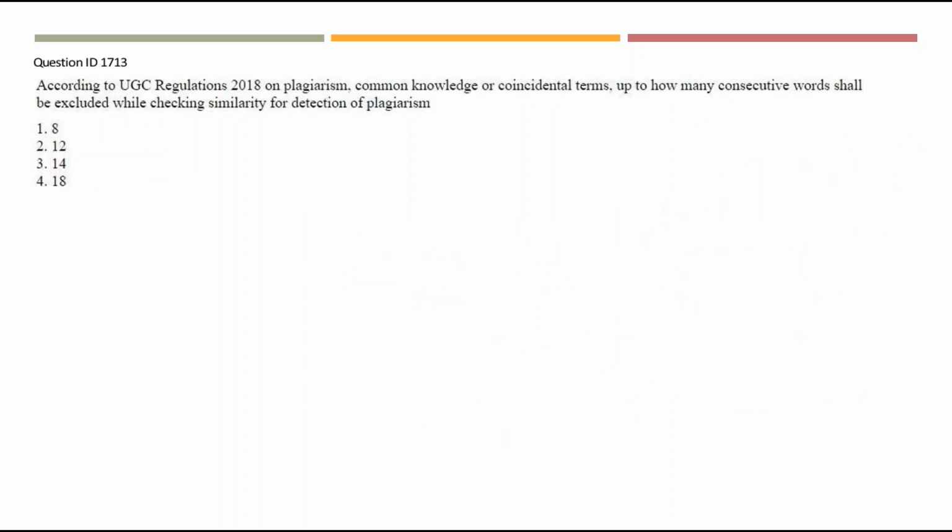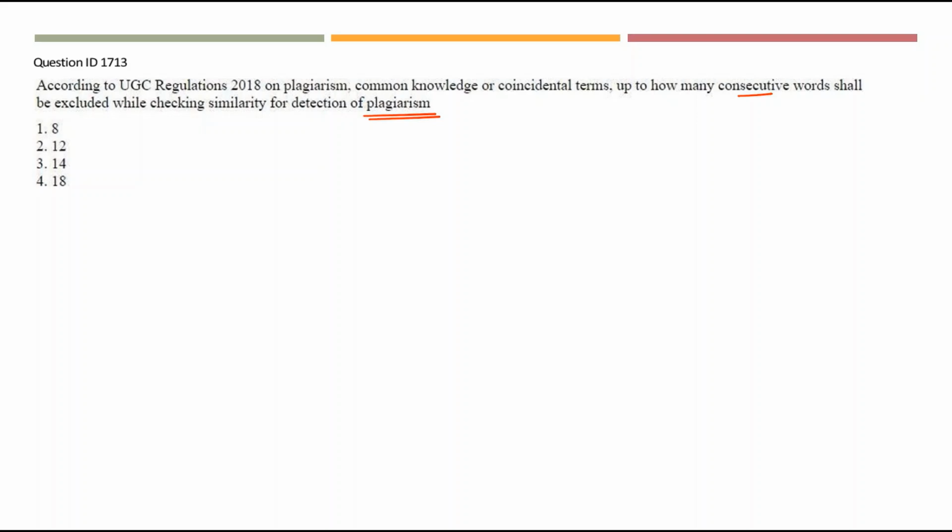Next question. According to UGC regulations 2018 on plagiarism, common knowledge or coincidental terms up to how many consecutive words shall be excluded while checking similarity for detection of plagiarism? What is plagiarism? This is presenting some work or ideas from another source as if it is your own, with or without the consent of the original author. So even if you write research papers, they will be checking with some plagiarism softwares and say this much percentage of plagiarism is existing in your work.